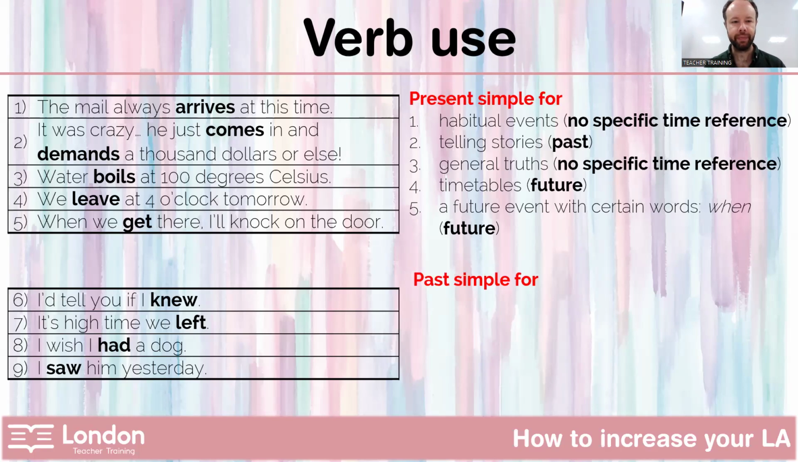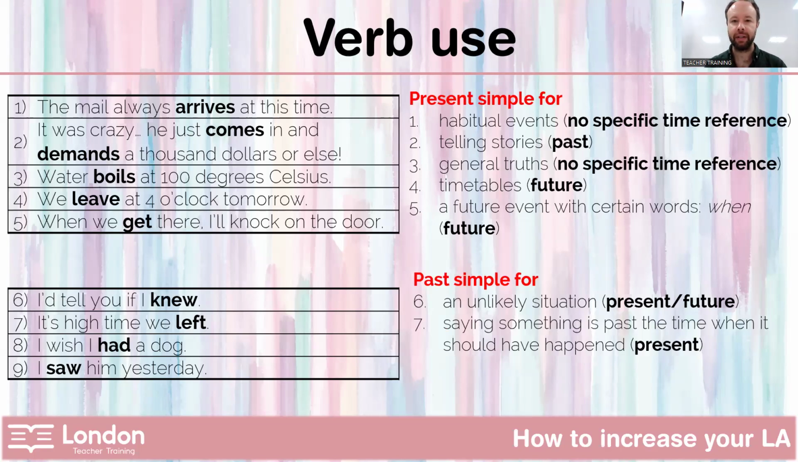Past simple. I'd tell you if I knew. An unlikely situation talking about now or potentially a little bit in the future. The second conditional, as we commonly call it. It's high time we left. So you might be at a party and you want to get out of there, but it's happening right now. But you're going to use the past to say that something should have happened before. We need to get out of here. We should have left earlier. So we can use it's high time we left to talk about something now, about what should have happened before.